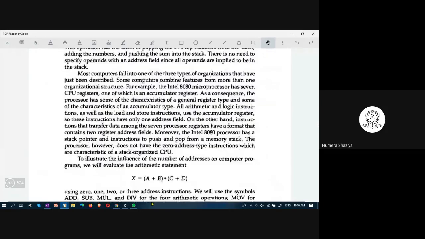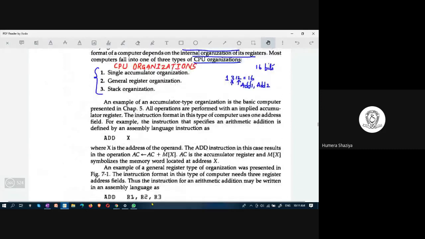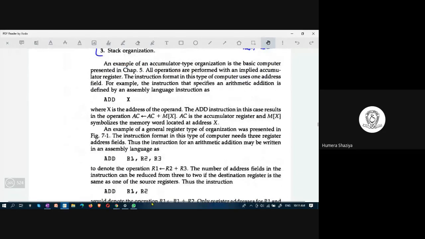Right. So before understanding that, let us understand an example of accumulator type organization. In accumulator type organization, when you say add x, what does it imply? What do you mean by add x? Can anyone tell me, students? Expand this.